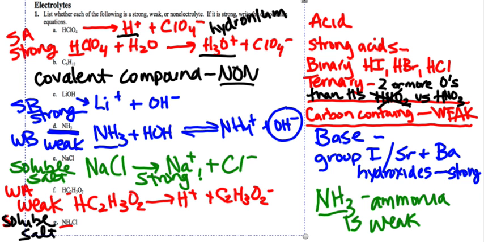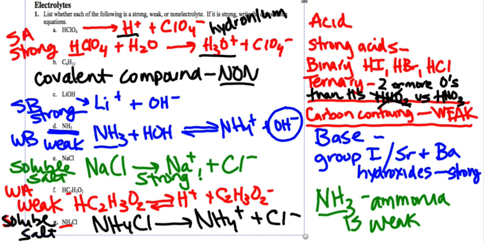And oh, what did I do wrong on the last problem? Arrows. It's not 100% dissociated because it's weak. I just caught that. All right, back to ammonium chloride. What does ammonium chloride break up into since it's ionic? Good. And there you have it.